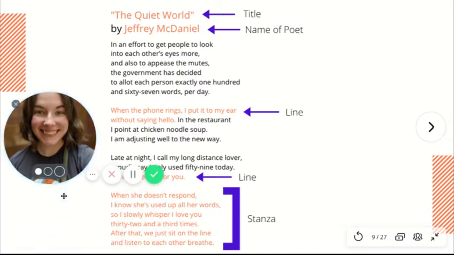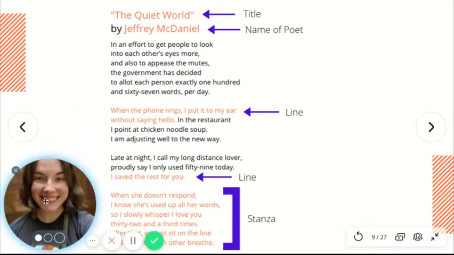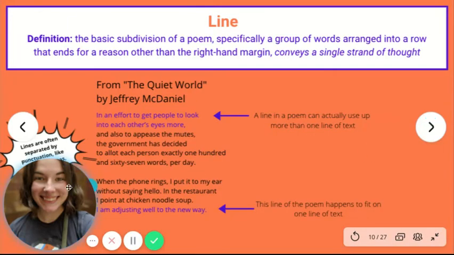So here is a poem, and I just kind of pointed out some of the things that I'm about to talk to you about. So of course you have the title of a poem at the top of the page. You put it in quotes when you're talking about a poem. You've got the name of the poet, and then you've got lines within the poem. We will talk more about exactly what a line is, and you also have things called stanzas in the poem. So I'll show you what that is.